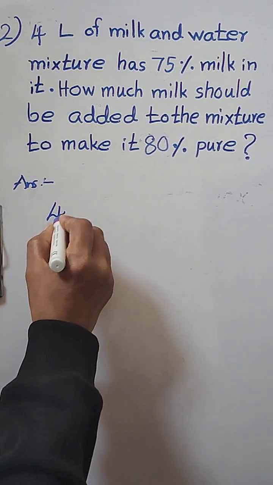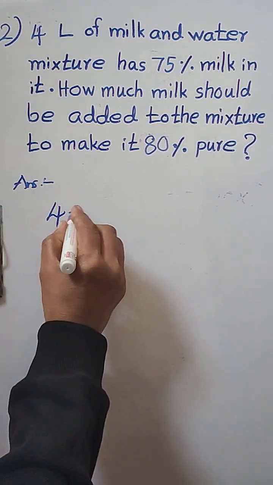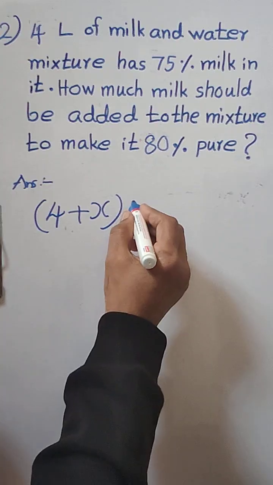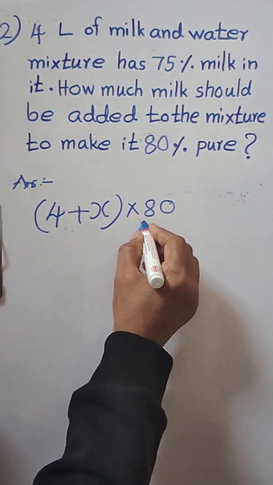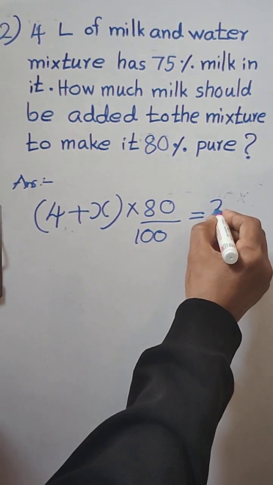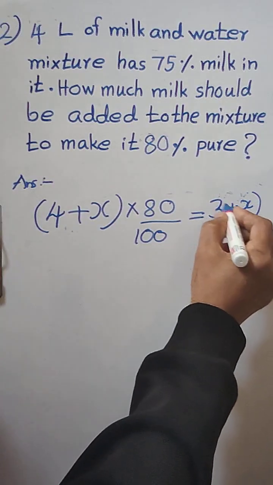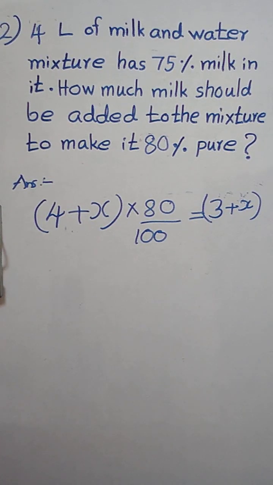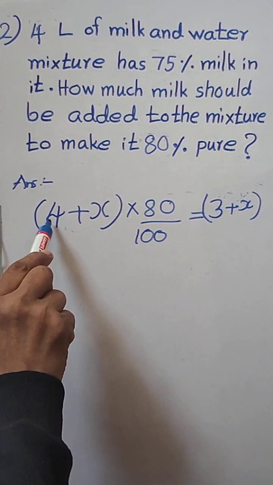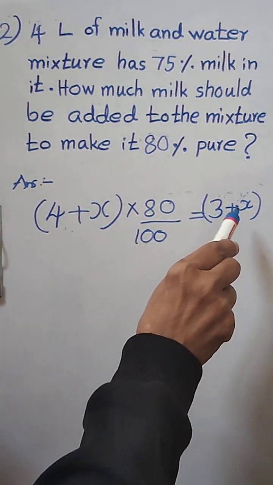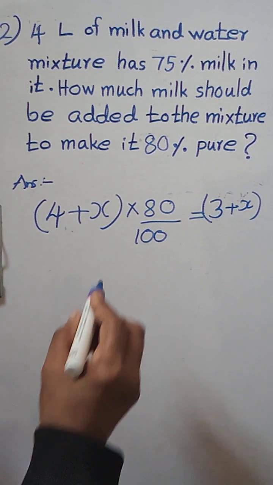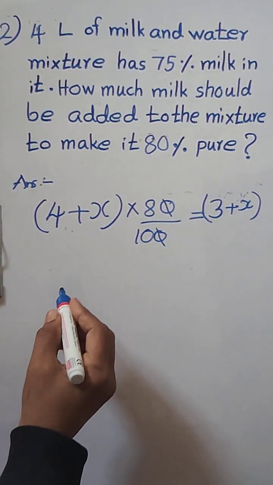So 4 plus x, x is the amount we add, into 80% is 3 plus x. That is, originally the amount of milk is 3, total amount is 4, 1 liter is water, x is the amount we added. This is the single step. Doing this, we get the value.